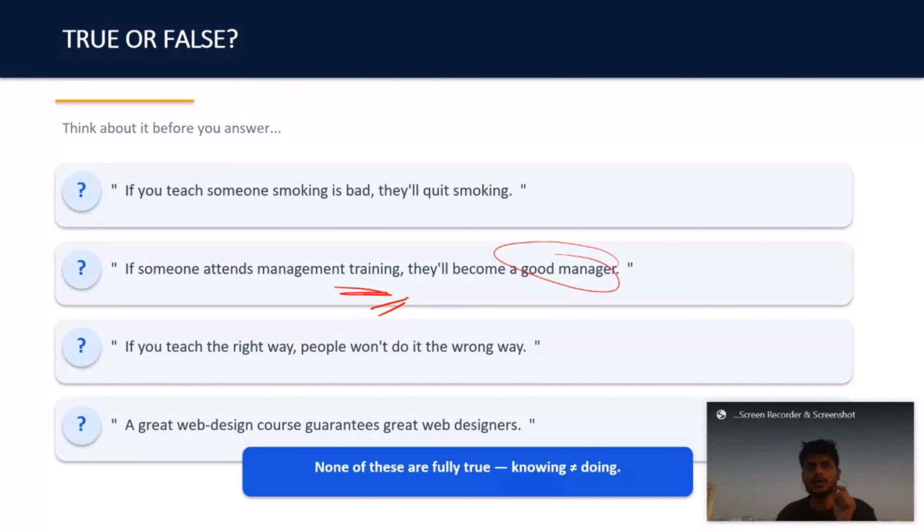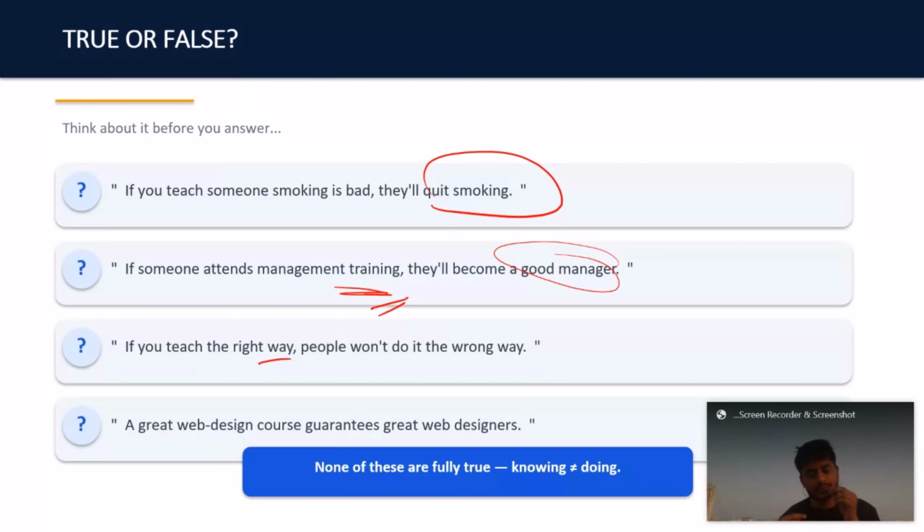If I say this is a bad habit, you should not do it, I have given the information. If you consume too much smoking, your lungs can fail, you can even die. I have given the information, the required knowledge, but using that knowledge, is it possible that 100% of learners will quit smoking? No, not at all.